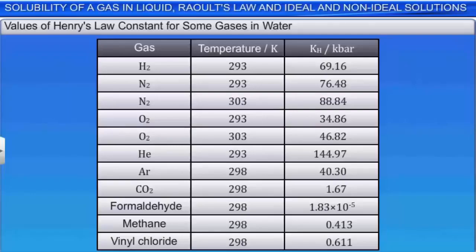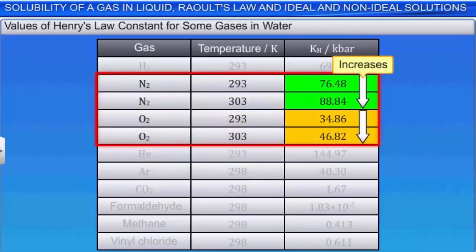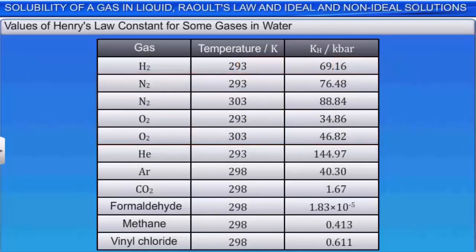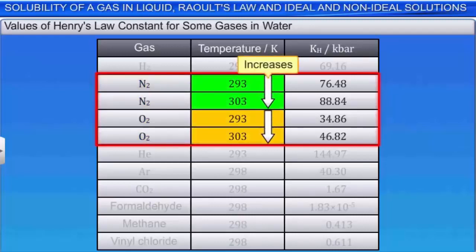The Henry's law constant, KH, for some common gases and water as the solvent are given in the table here. On comparing the values of Henry's constant for oxygen and nitrogen, we can infer that the value of KH increases with an increase in temperature. As a consequence, the solubility of gases generally decreases with an increase in temperature.